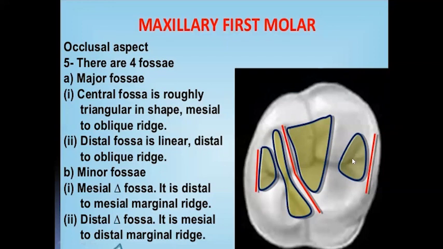The mesial triangular fossa is distal to the mesial marginal ridge, and the distal triangular fossa is mesial to the distal marginal ridge. Four fossas are present in the maxillary first molar: two major fossas and two minor fossas. The major fossas are the central fossa and distal fossa, and the minor fossas are the mesial triangular fossa and distal triangular fossa. The central fossa is present mesial to the oblique ridge, and the distal fossa is present distal to the oblique ridge.